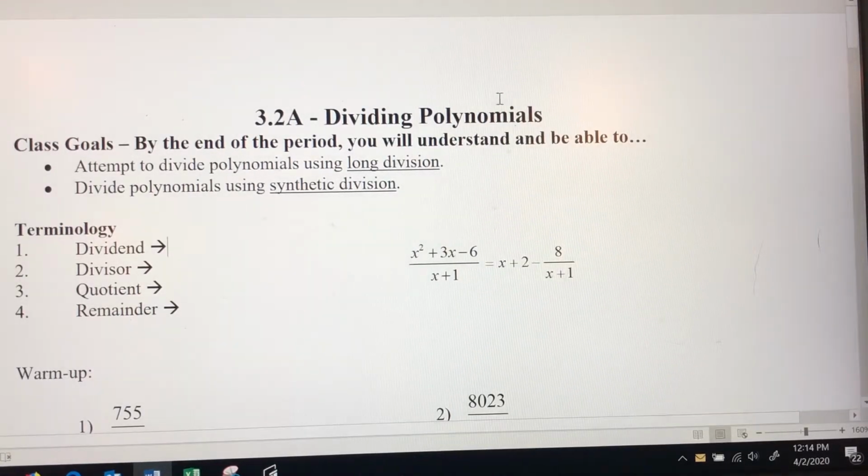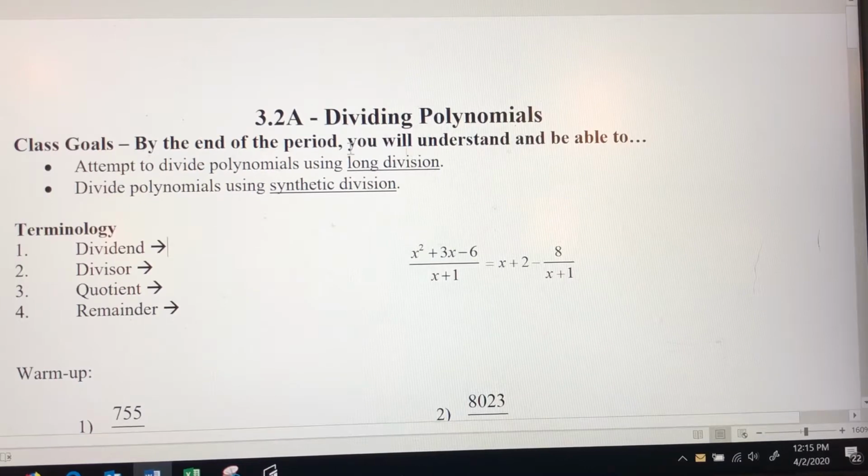In this section, we're going to go over dividing polynomials, okay? We're going to do that in two different ways. One way is using long division, and then a second way is using synthetic division, okay? And this video is going to focus primarily on long division. There will be a second video on long division, and then there will be some videos on synthetic division, okay?